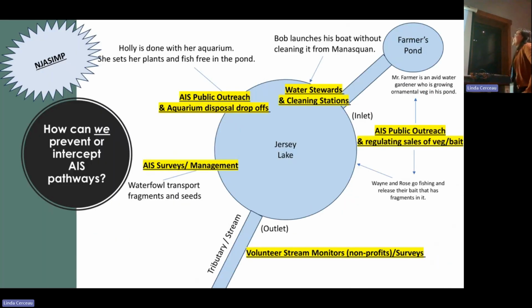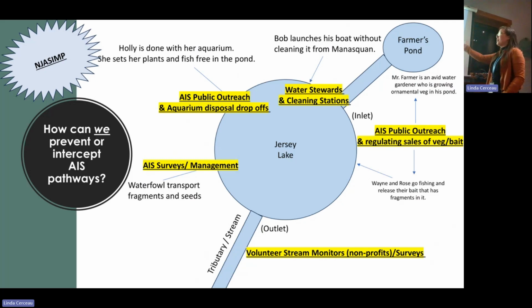And of course, this is just a little infographic about what the New Jersey Invasive Species Management Plan can help with. How can we prevent or intercept AIS pathways? These are just a few scenarios pictured here as to how invasive species get into these waterways or water bodies, and different ways that we can help prevent or intercept, to mitigate this.